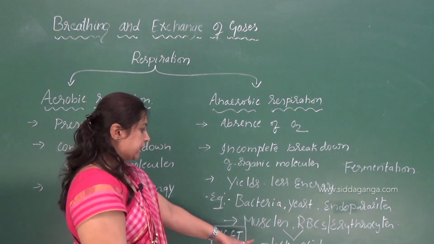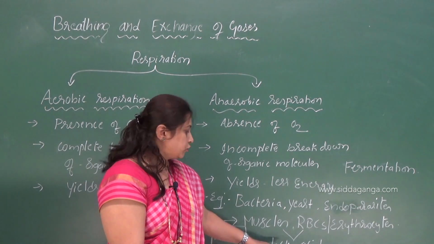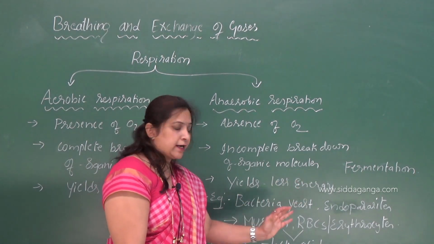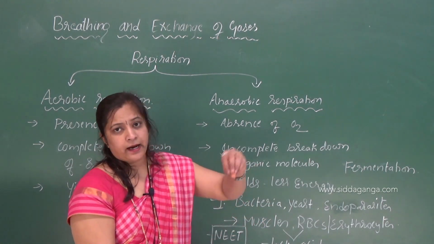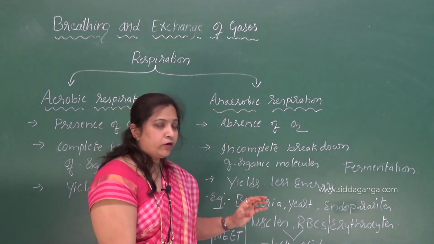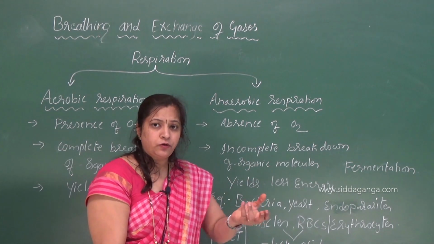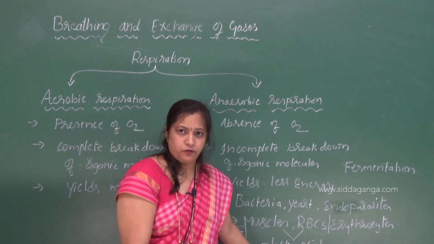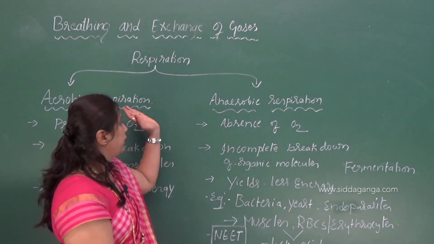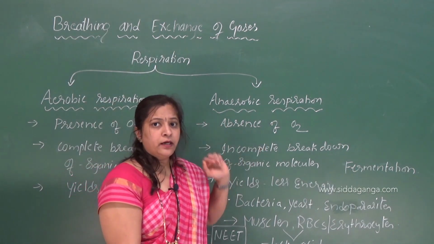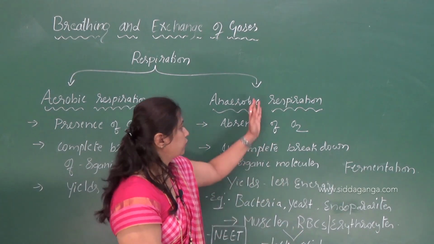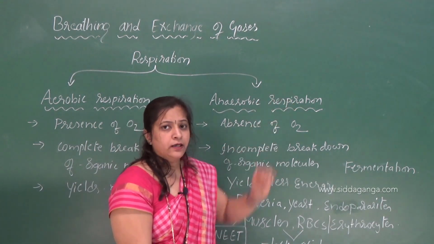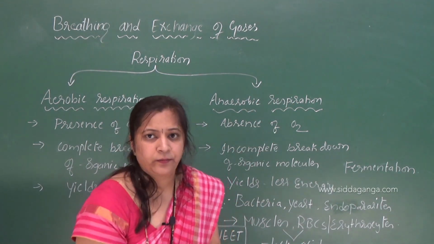This lactic acid is toxic. The lactic acid produced will enter into the blood, and the blood will carry the lactic acid into the liver. In the liver, that lactic acid gets converted into glycogen for reuse. So this is what aerobic respiration and anaerobic respiration are, and the examples of organisms and cells which carry out anaerobic respiration. Understood clearly? Okay.